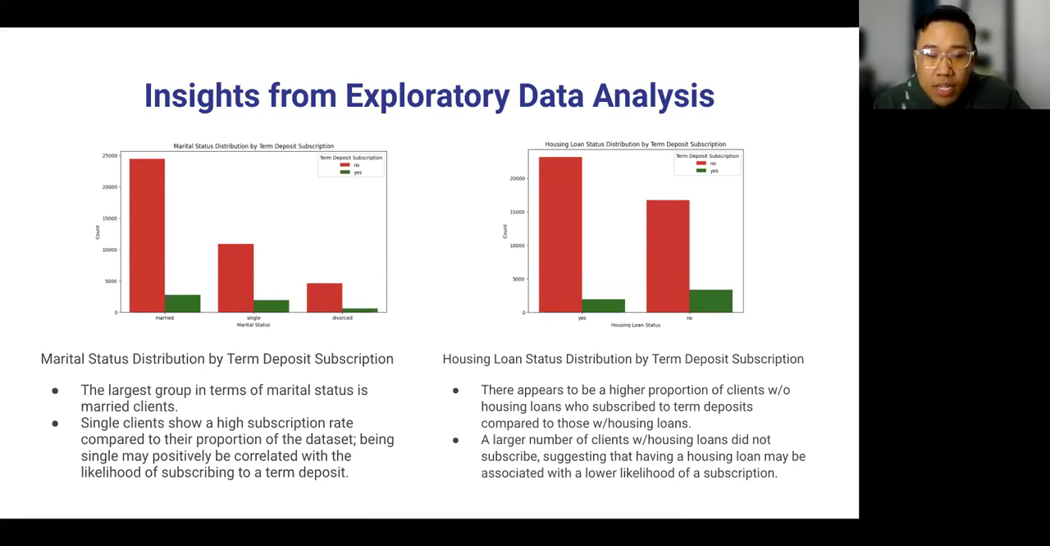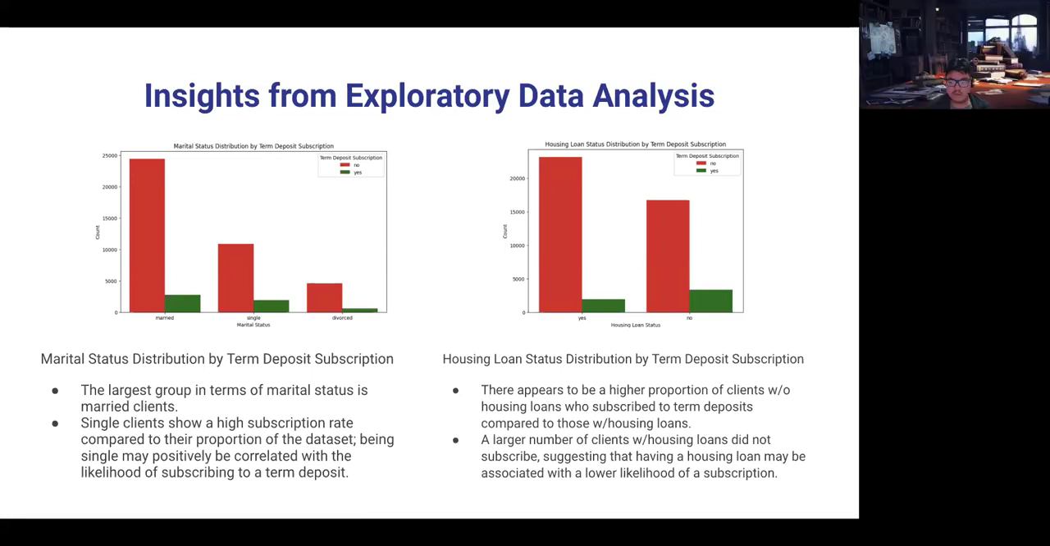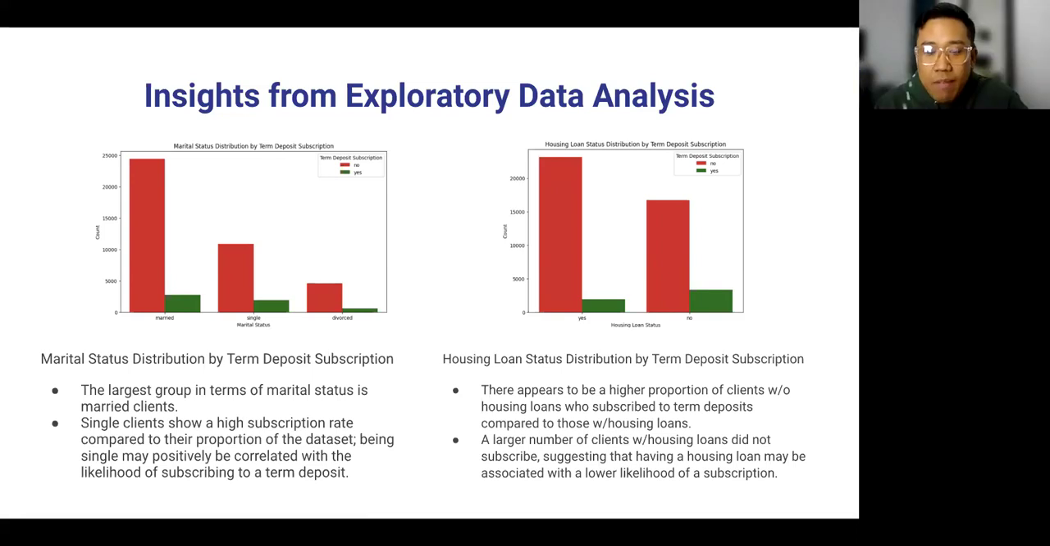And on the right side, our last one, we have a housing loan status distribution by term deposit subscription, which provides insights into how having a housing loan might influence a client's decision to subscribe to a term deposit. We see that a greater proportion of clients without housing loans have subscribed to term deposits compared to those with housing loans. Additionally, a larger number of clients with housing loans did not subscribe, indicating that having a housing loan may be linked to a reduced likelihood of subscribing.